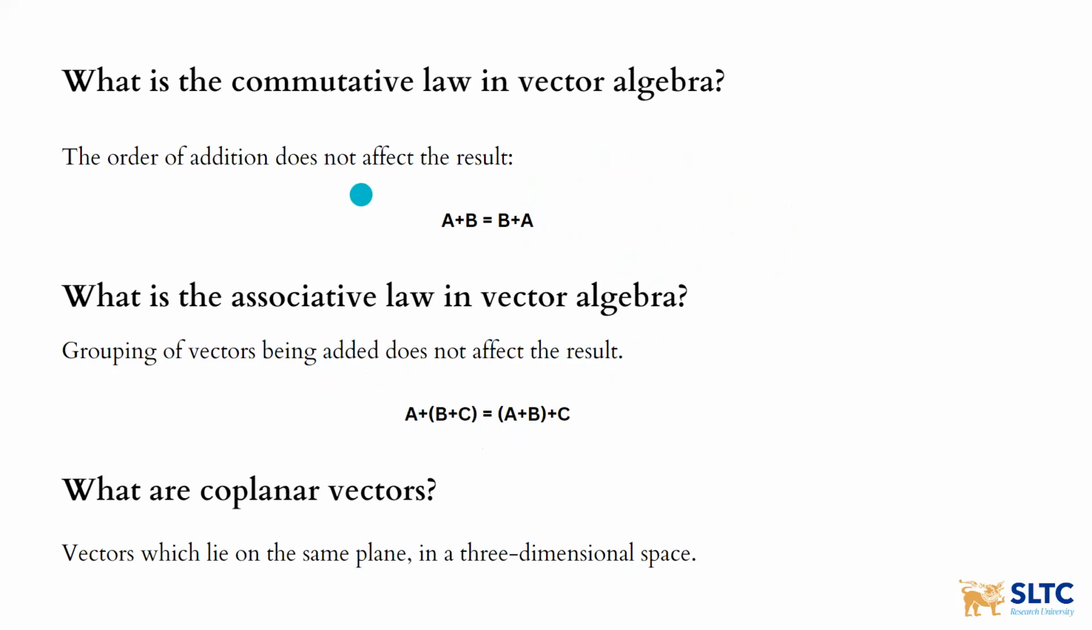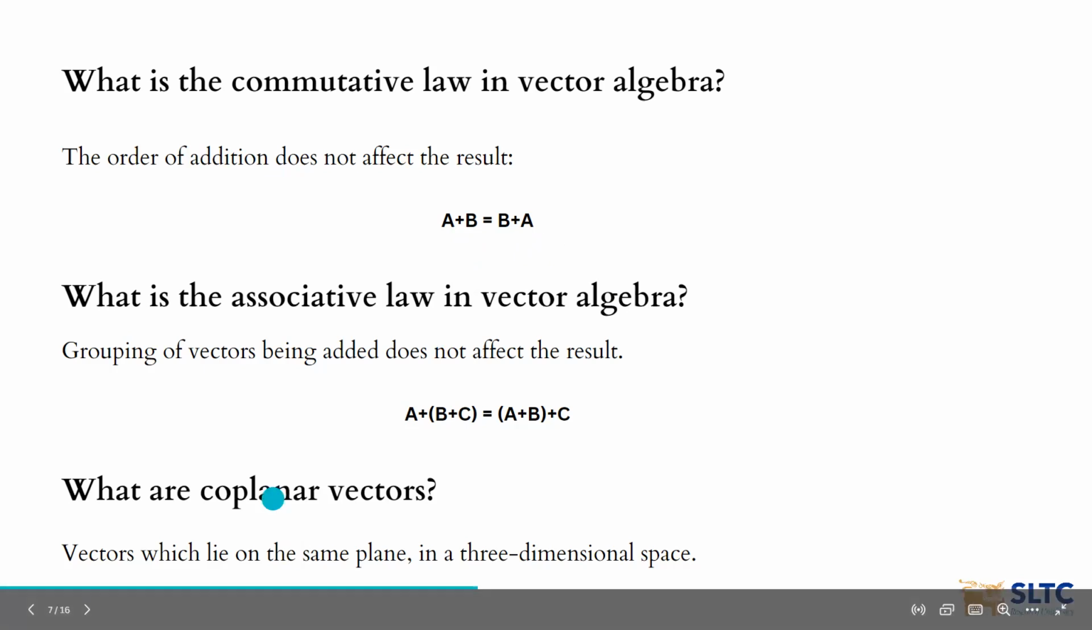The first one, the commutative law, says that for vectors, the order of the addition does not affect the result. So for addition, we can directly say that vectors follow that rule. Once we add two vectors, we get the same result even if we change the order of those vectors.